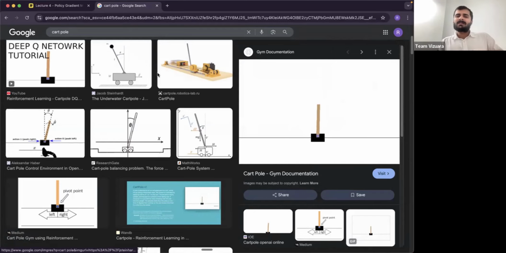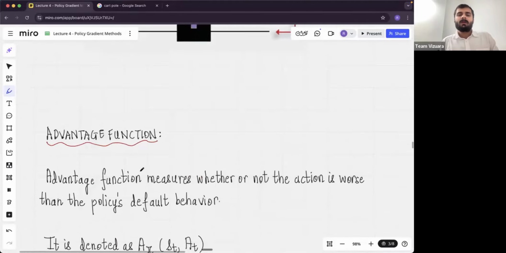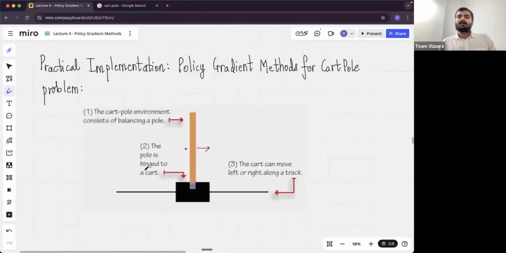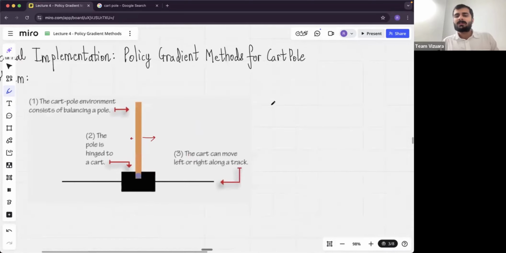For every state in the cart pole problem, there are only two actions. The first action is to move the cart pole to the left, and the second action is to move the cart pole to the right. So there are basically two actions for the cart pole environment. And what are the states? The states are going to be four observations.